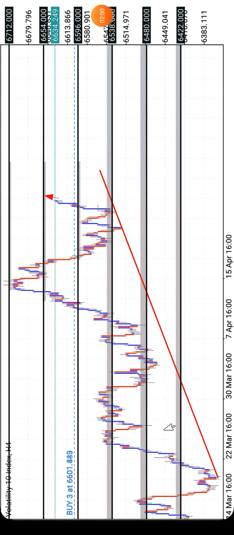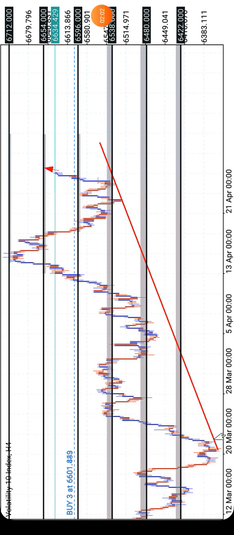So looking at this on a 4 hour chart, we had a touch here, and then we had a touch, we had a touch. So it was a valid trend right here. As you can see, we are on an uptrend right here.